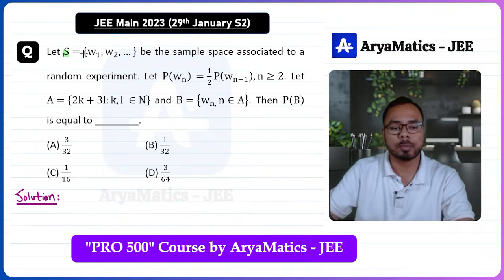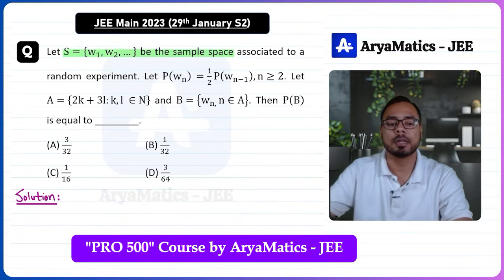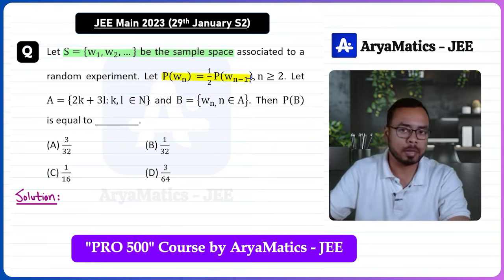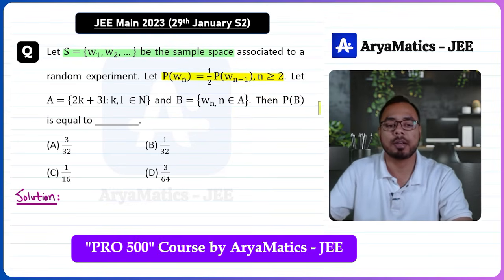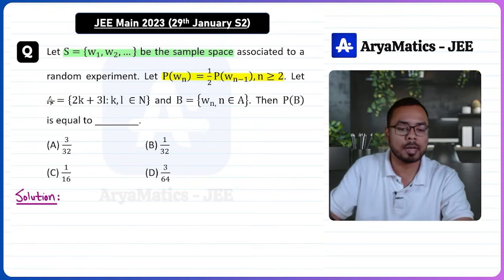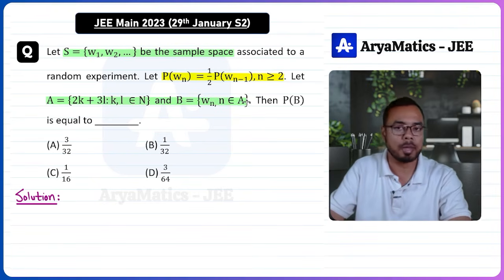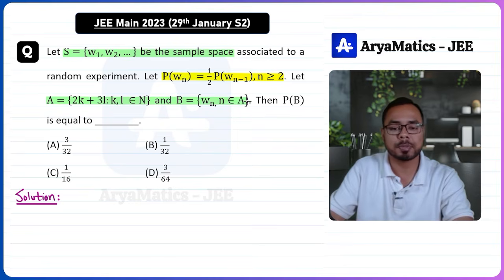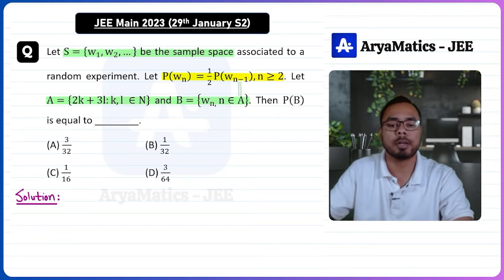Let S equal omega 1, omega 2, up to infinity. This is a sample space associated with a random experiment. Probability of omega n is half of probability of omega n minus 1, where n is greater than or equal to 2. A is the set containing all the elements of the form 2k plus 3l, where k and l are natural numbers. B is the set containing omega n, where n belongs to A. Then we have to find the probability of this event B.